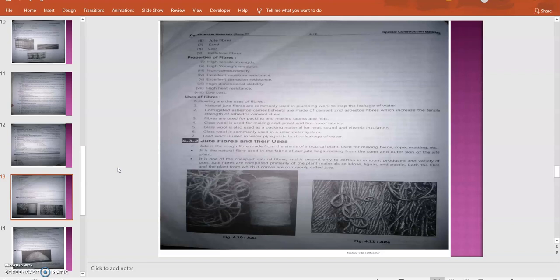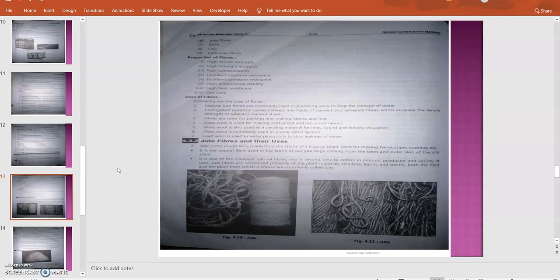Then the fibers are used in packing and making of fabrics and felts. Then glass wool is used for making acid proof or fireproof fabrics. Glass wool is also used as packing material for heat, sound and electric insulation. Then glass wool is commonly used in solar water systems. Next, lead wool is used in water pipe joints to stop leakages of water.